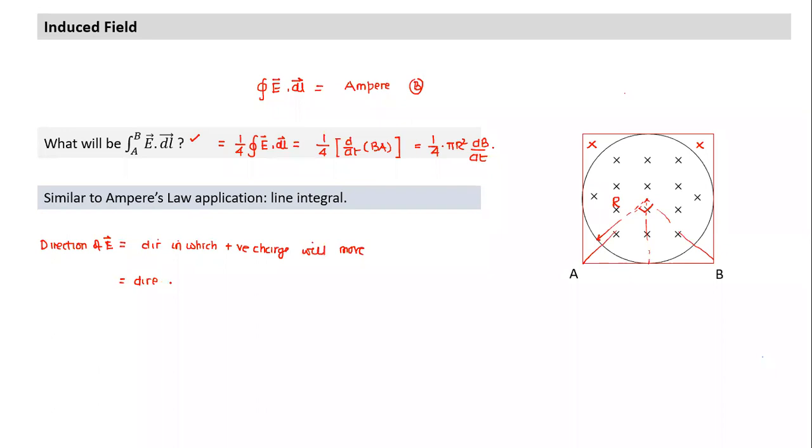What is the direction of current flow here also? If dB by dt is positive, in that case current will be flowing in the anti-clockwise direction. If it is flowing anti-clockwise, E will have a component in this direction. If E has a component in this direction, from A to B, this term will be positive. So E dot dl will be positive if dB by dt is positive, or increasing.